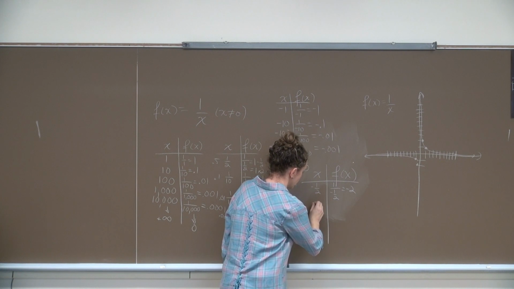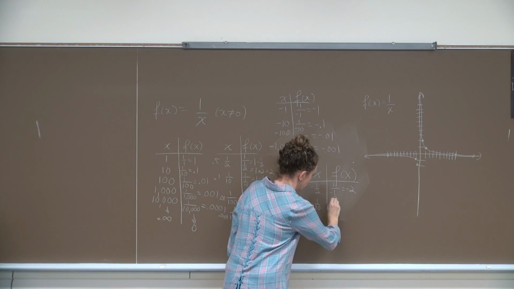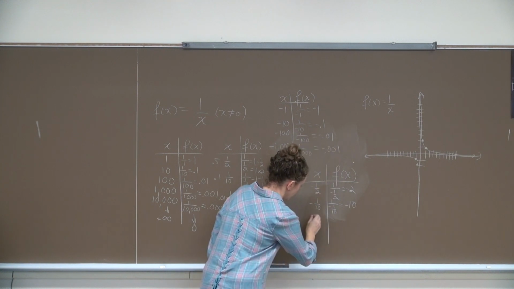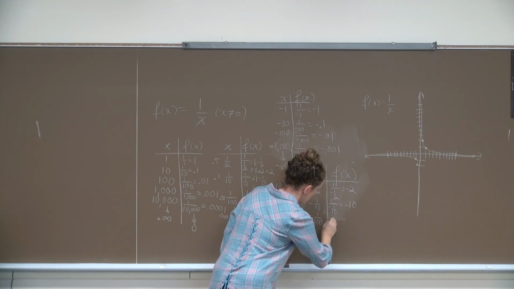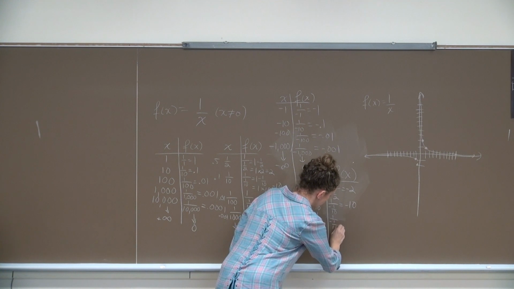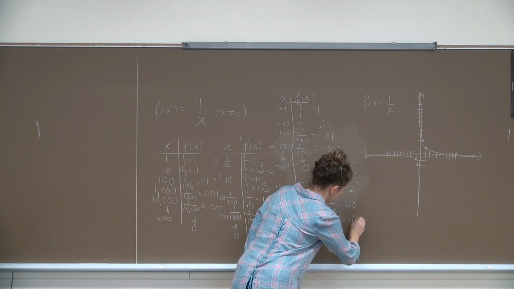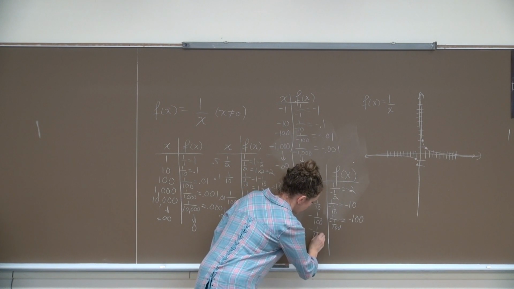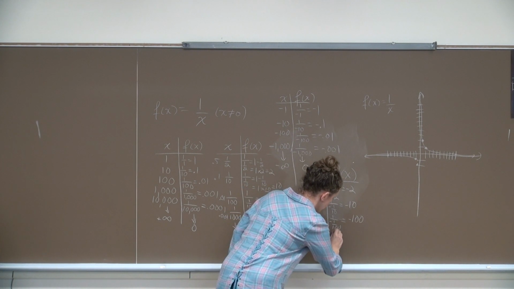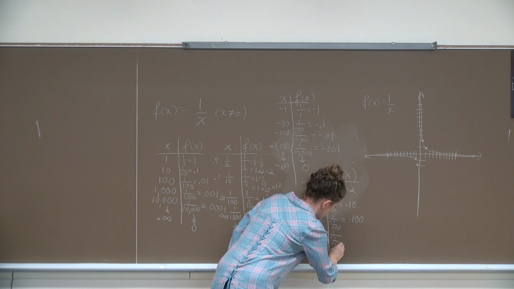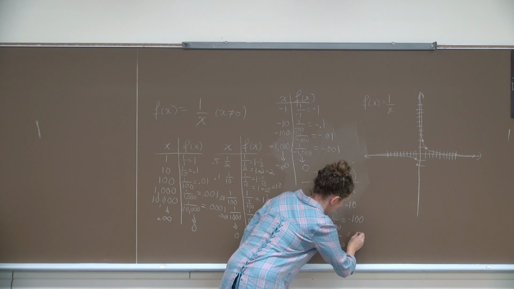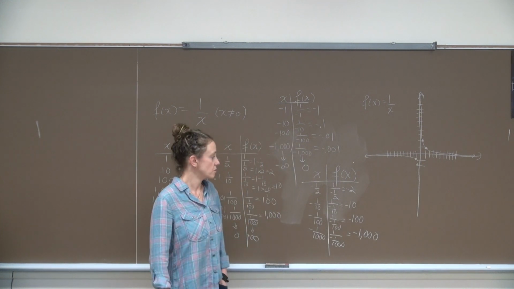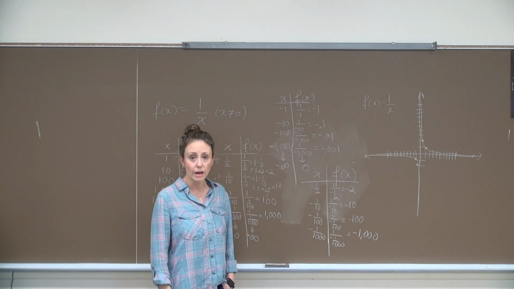If, let's say, x is negative 1/10, 1 divided by negative 1/10 is negative 10. If x is negative 1/100, 1 divided by negative 1/100 is the same thing as saying negative 100. And we'll do one more. If x is negative 1/1,000, y is the same thing as saying 1 divided by negative 1/1,000, which is negative 1,000. Okay, so let's talk about what's happening to our x values. Let's talk about what's happening to our y values.